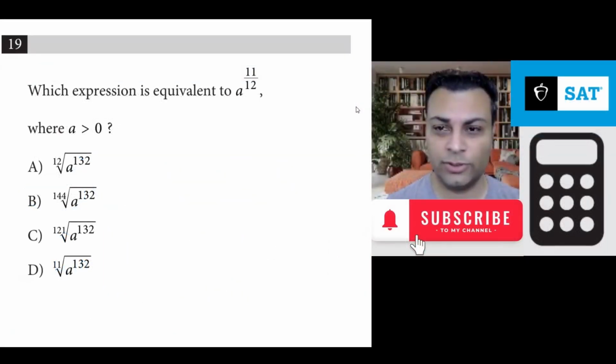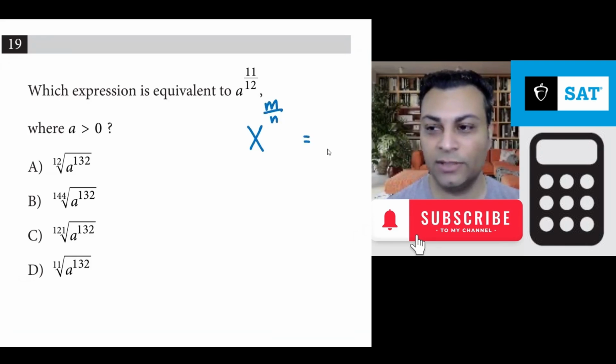Okay, let's look at question 19. Which expression is equivalent to a to the power of 11 over 12, where a is some positive number? One thing we note about exponents is that when you have something to the power of m over n, this can be rewritten with the radical as the nth root of x to the m. For instance, x to the power of 5 over 7 can be rewritten as the 7th root of x to the 5th.